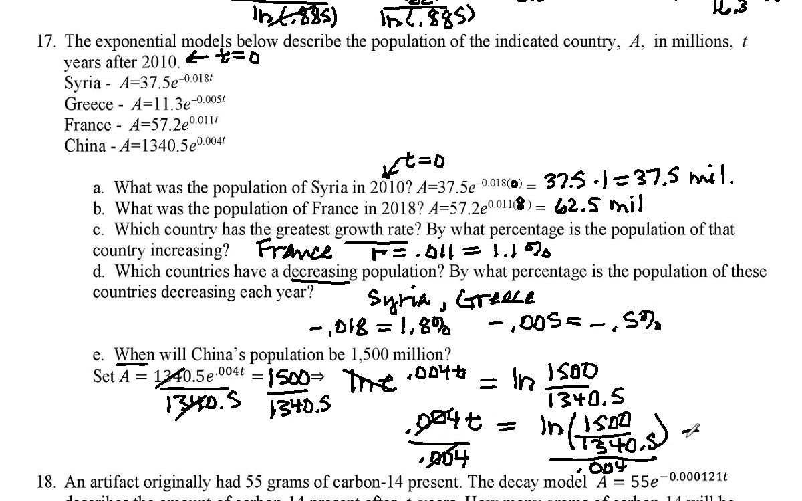So if we plug that into the calculator, I did that, and I got 28.2. So approximately 28, and we would add that on to 2010. So 2010 plus 28, 2038. Okay, so you'll be doing something similar with it.